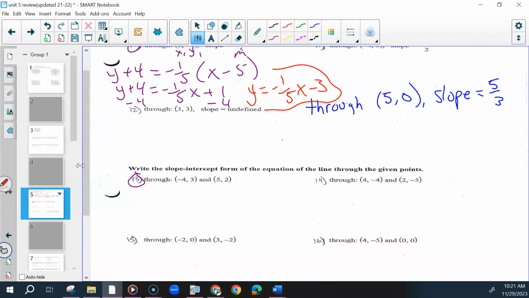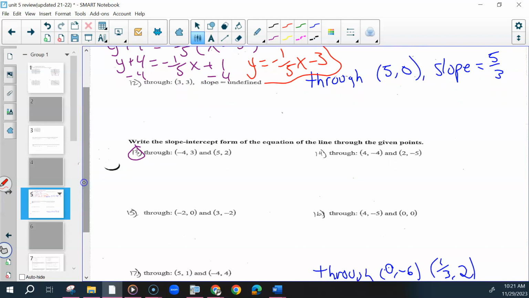We are given 2 points, so we have to find the slope first, and then use our point slope form. So label them if you need to, x1, y1, x2, y2, so this would be 2 minus 3 over 5 minus a -4 or plus 4 to give us -1/9. And you can use either point that you want. Let's say I'm using this one, it doesn't matter. So I have y minus 3 equals -1/9 times x plus 4.